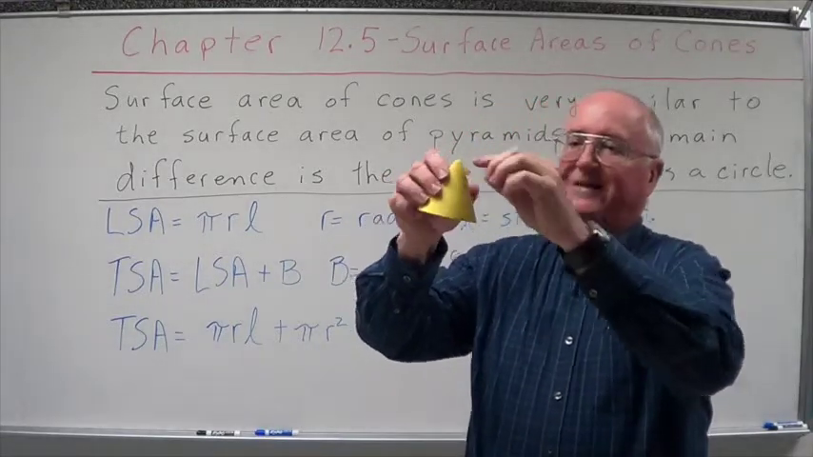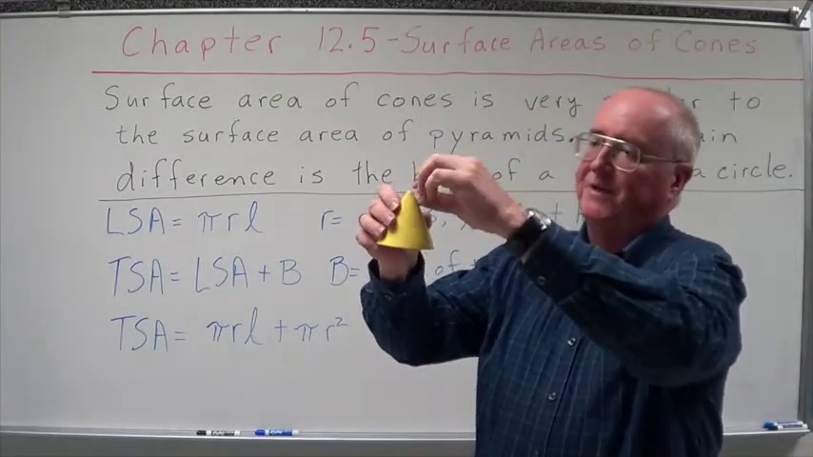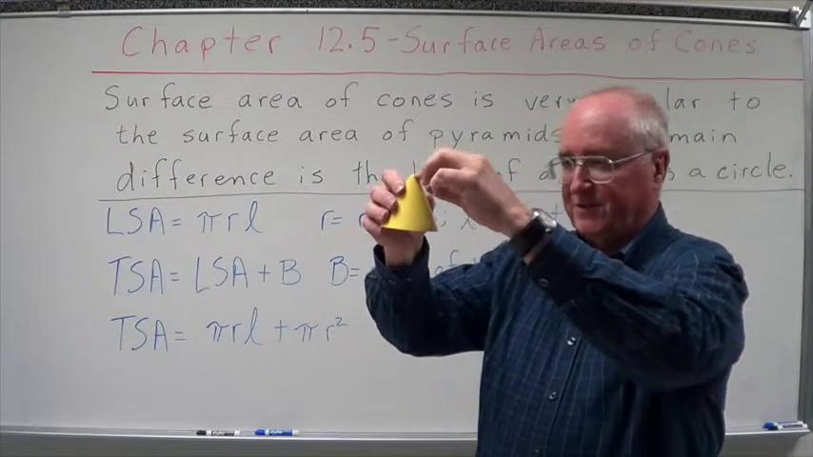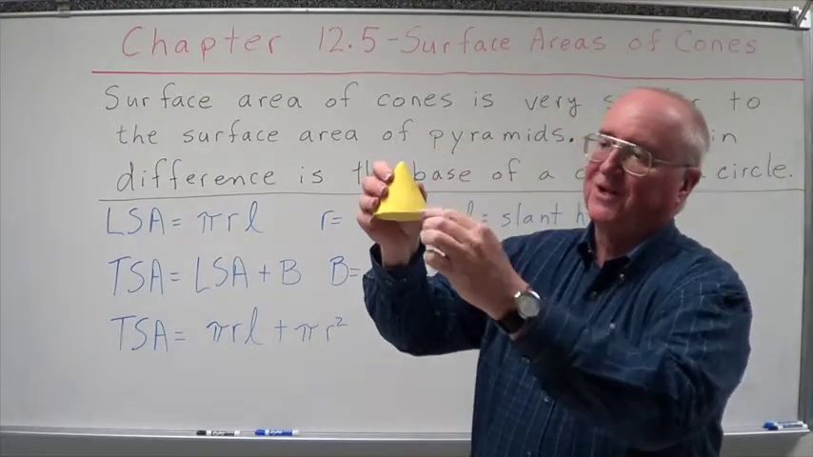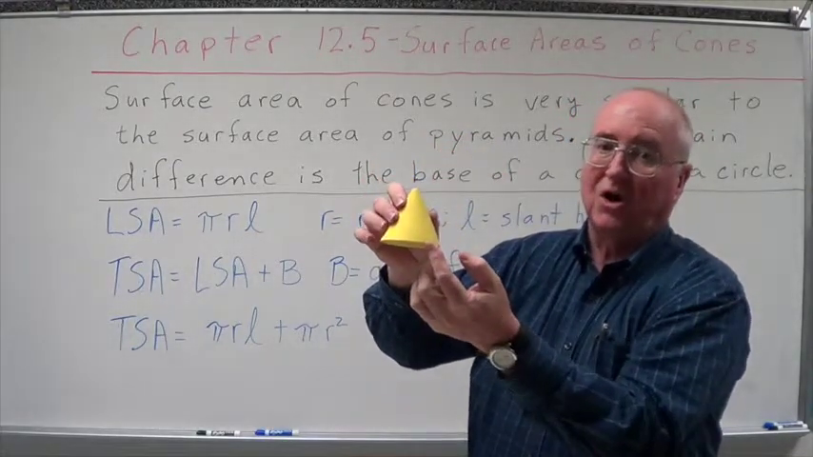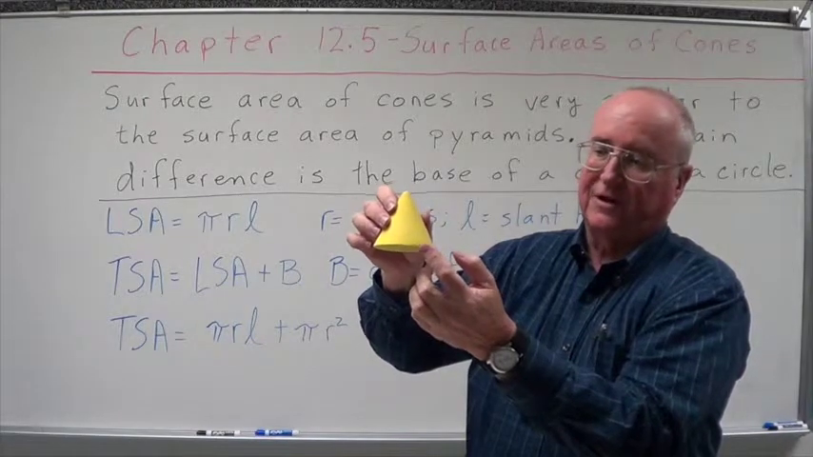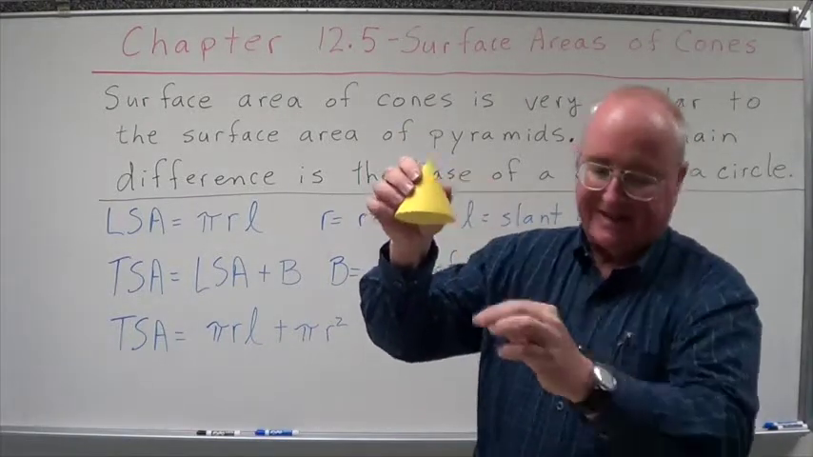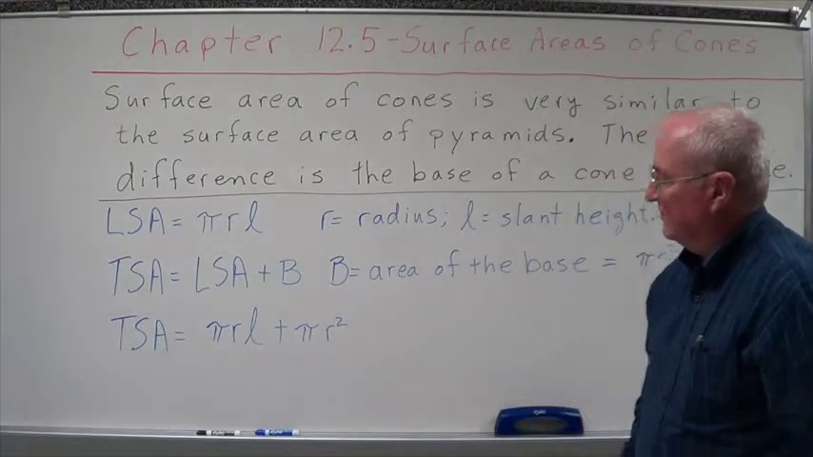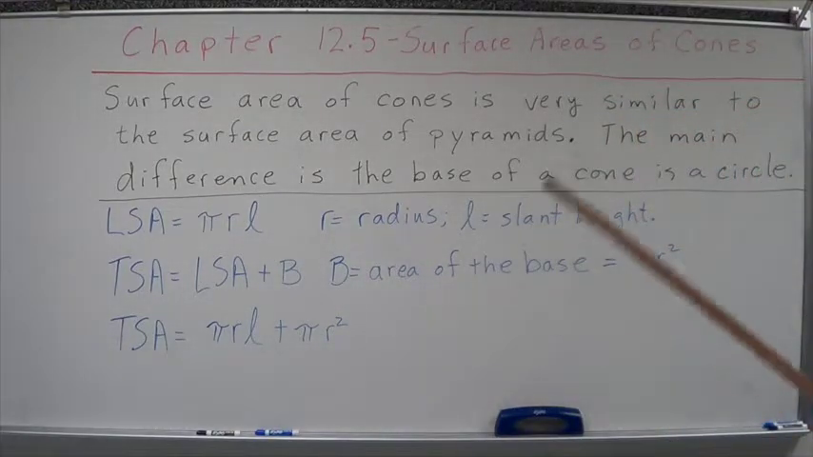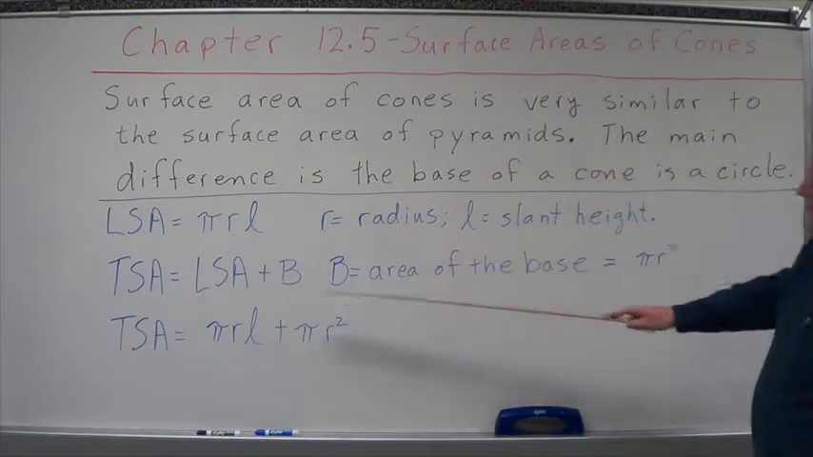Now, the slant height is just like on the pyramid. It's from the tip of the cone, or the vertex of the cone, to an edge on the circle of the base. Okay? And that's the slant height, measured the same way as we measured for a pyramid. Okay? So that's the main difference.